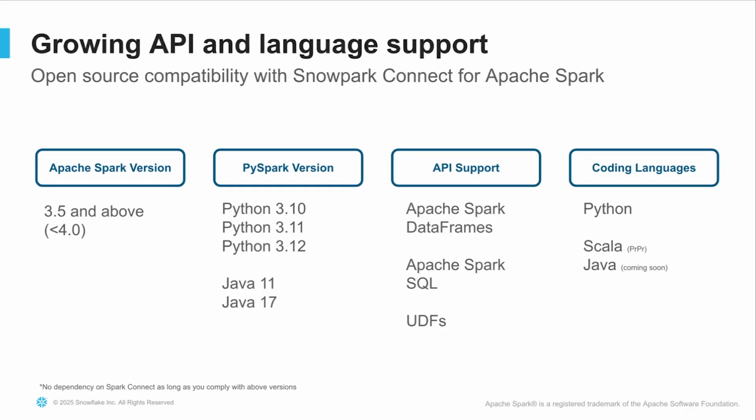In terms of API support, we support Spark Data Frame, Spark SQL, and Spark UDFs today. And in terms of coding language preferences, we have Python, which is going to go GA soon. Scala is in private preview, and it's going to go to public preview soon. And then Java support is coming soon.